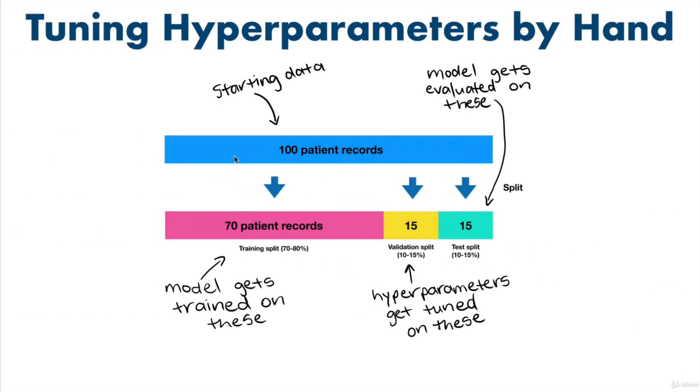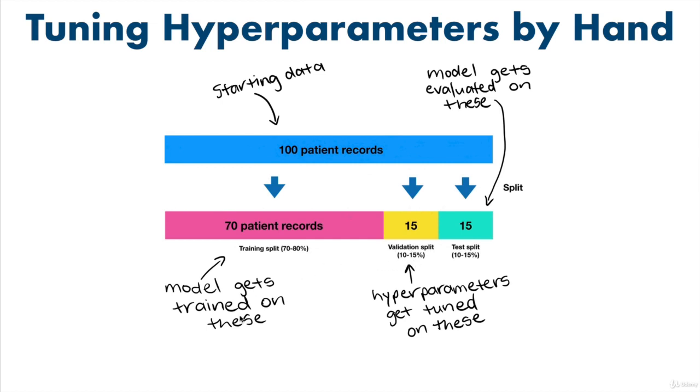hand. So if we were starting with 100 patient records in the case of our heart disease problem, and now again, this may change depending on what problem you're working with, and I've just used the number of 100 because it's an easy number to picture. So this is our starting data. And what we might do is split it. This is what I mean by 3 different sets. So we split. We might use 70 to 80%, so 70 patient records as a training split. We might use 10 to 15% as a validation split. And we might use 10 to 15% on a test split. Now, of course, you can adjust these numbers. These are just some common numbers you'll see used.